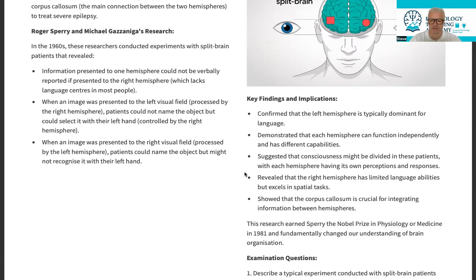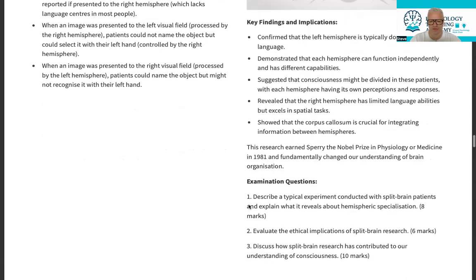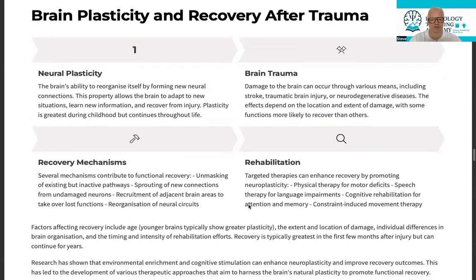It is suggested that consciousness might be divided in these patients, with each hemisphere having its own perceptions and responses. And it revealed that the right hemisphere has limited language abilities, but excels in spatial tasks. And it does show that the corpus callosum is crucial for integrating information. There are some good YouTube videos on Sperry's experiments with split brain patients.